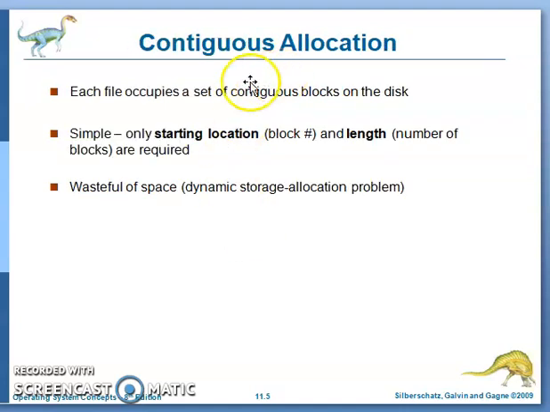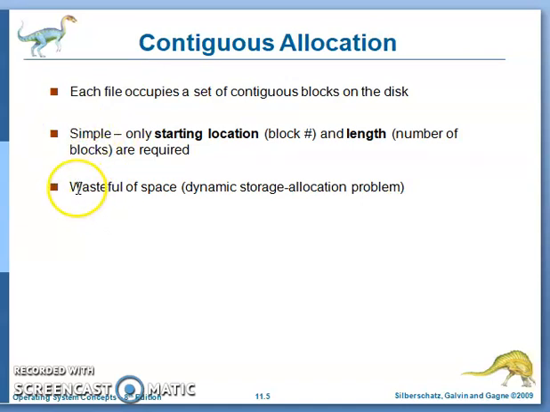First, the continuous allocation method. Each file occupies a set of continuous blocks on the disk. The file can be stored on the disk in a set of continuous blocks. This method is simple because it has only the starting block number and the total number of blocks, represented by length. Start and length are the two values we require for the file, so that's why this method is simple.